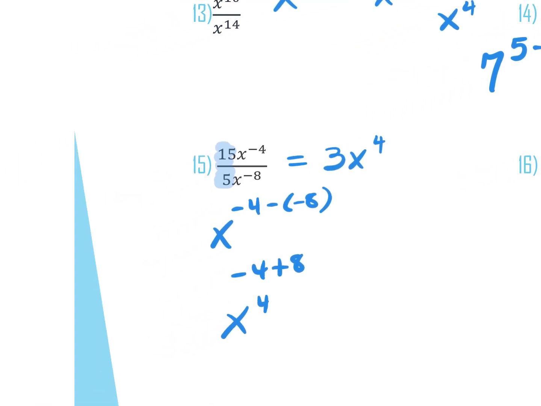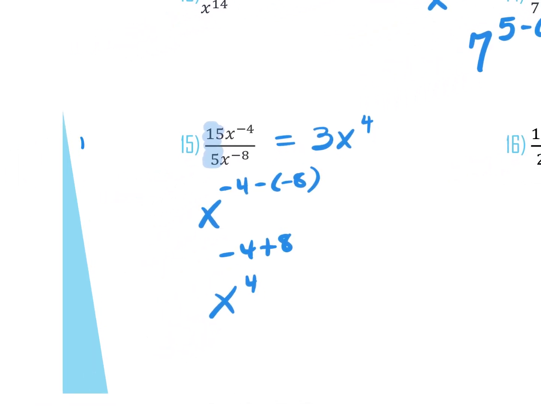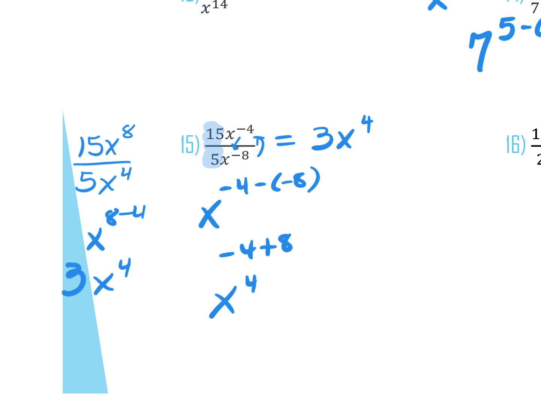Now, if you would have preferred to flip it and say, well, I want to put the negative 8 to the top and the negative 4 to the bottom, you can do that, but you're still going to have to go back and subtract 8 minus 4, and then you still get x to the 4th, and then you still got to simplify the 15 over 5. Either way, you get the same answer. So it's whatever you're going to be comfortable with when you're working with these negative exponents.